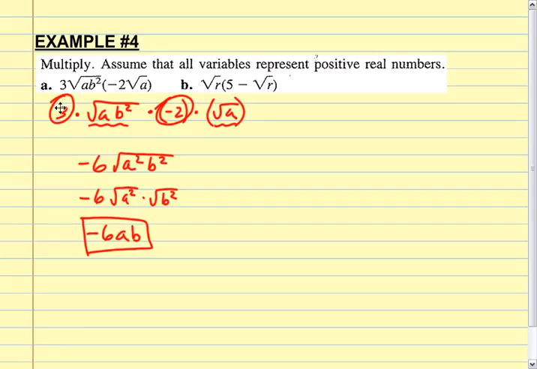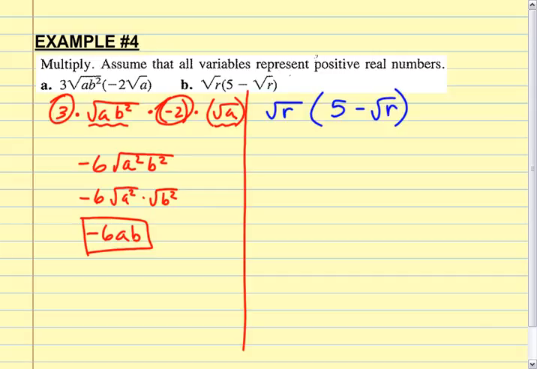All right. Now, I'm going to divide the screen in half. And let me do b for us. So it says the square root of r times 5 minus the square root of r. Now I'm going to treat this just like I would any other monomial times a binomial. I'm going to distribute. So it's going to be the square root of r times 5. So that's 5 root r.